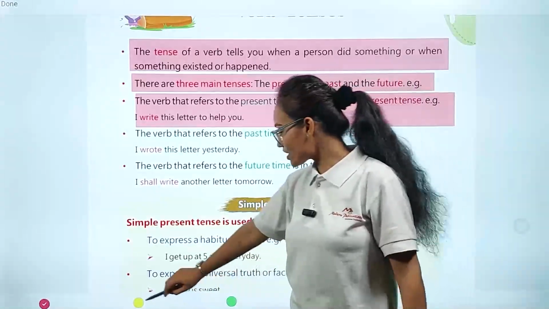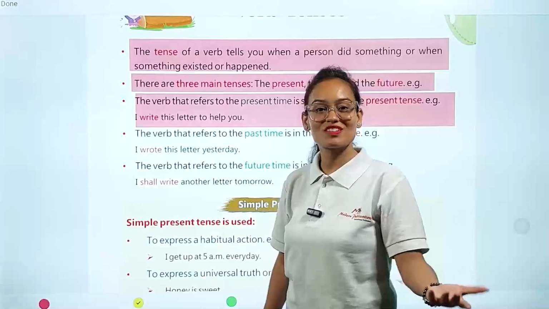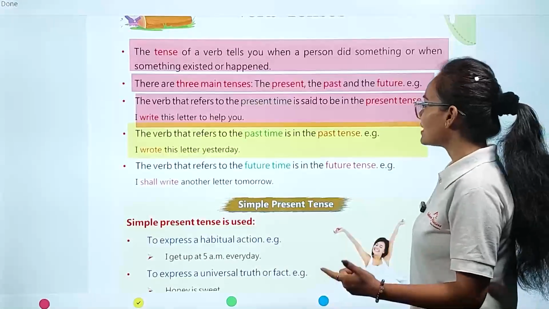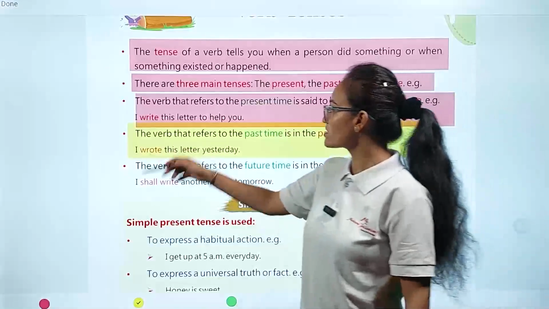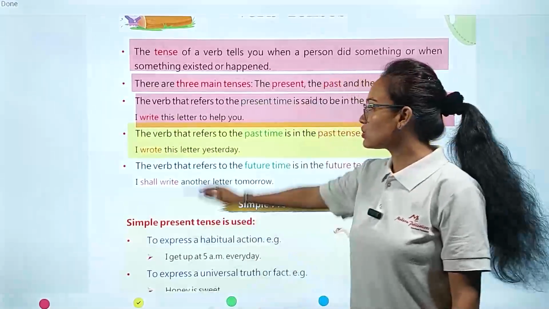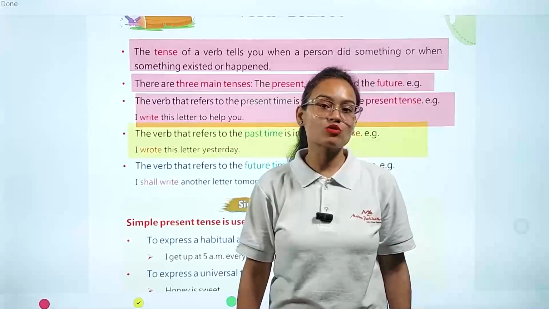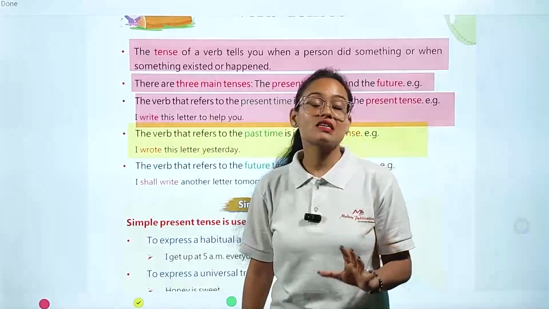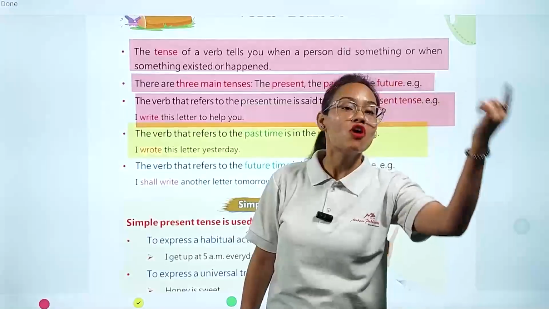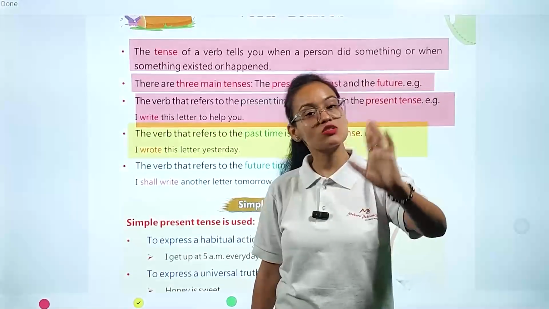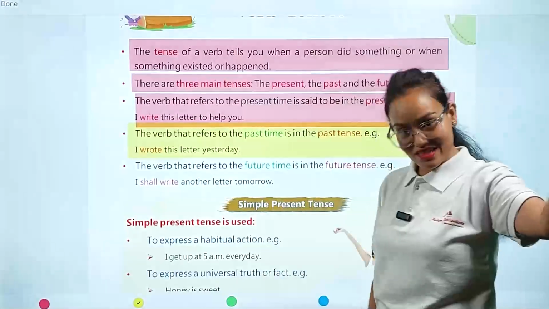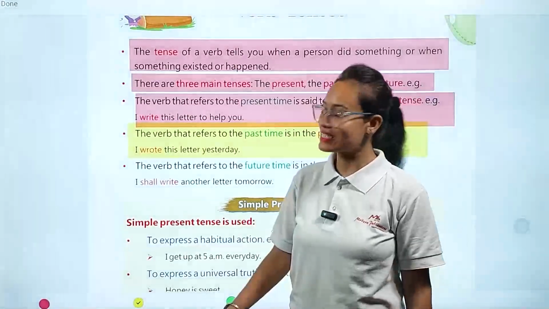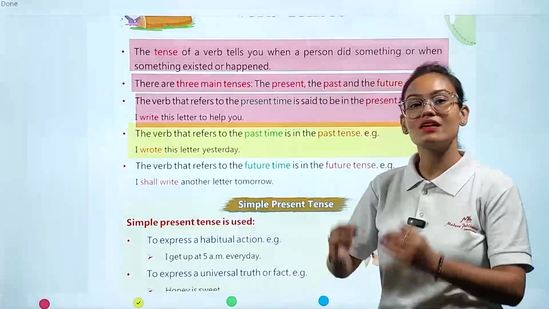But now what about past tense? Let's see. The verb that refers to the past time is in the past tense. Example, I wrote this letter yesterday. So the verb word which tells us that this action is already performed, yesterday, maybe the day before yesterday, is called past tense. Example, you can see, I wrote this letter yesterday.